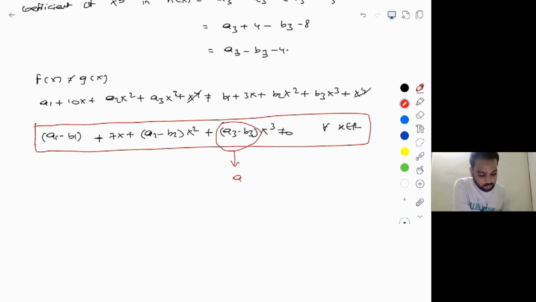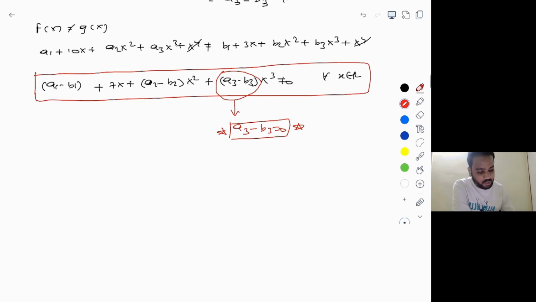So what we do is we simply put a3 minus b3 equal to 0, since it cannot be a cubic polynomial, and we know that a cubic polynomial will have at least one real root. That is why we are trying to make the coefficient of x cube equal to 0, so that it can never be a cubic polynomial. And hence we get the value, right? That from here a3 minus b3 is equal to 0. That is a3 is equal to b3.